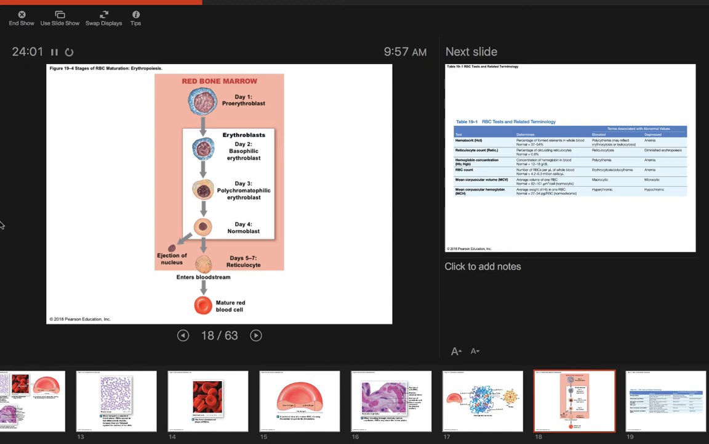If a person has low red blood cells, the problem could be in the bone marrow, if they're not producing enough red blood cells. But not all anemic people have that problem. Good. So let's look at anemia.